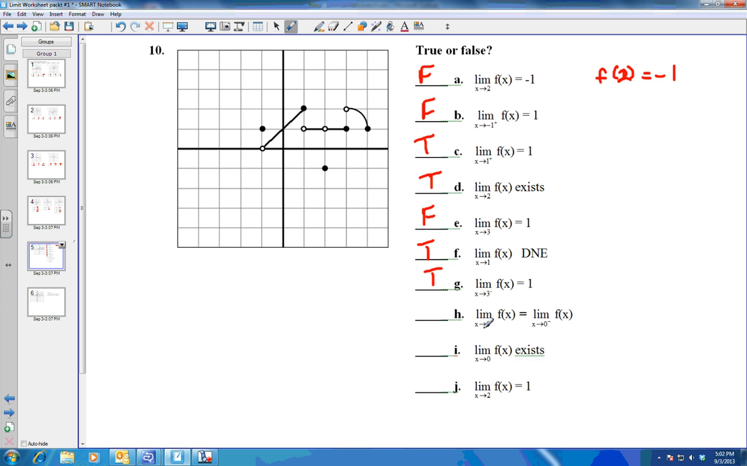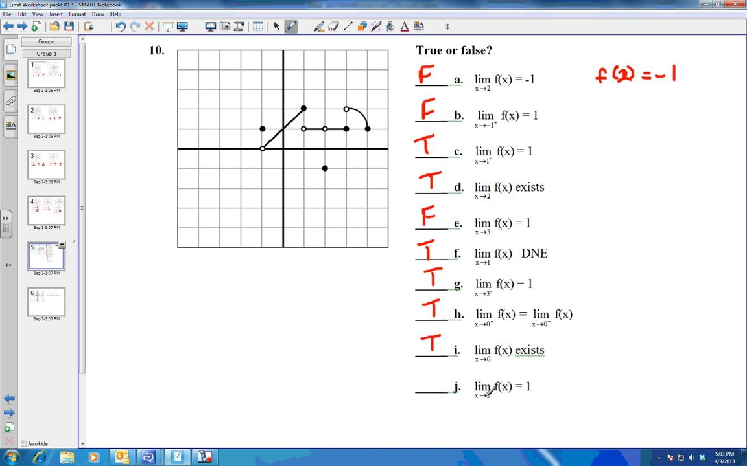H, the limit as x approaches 0 from the right is the same as the limit as x approaches 0 from the left. Here's 0. From the left, it's 1. From the right, it's 1, so that's true. The limit as x approaches 0 exists. Since these two things were equal, that has to be true.